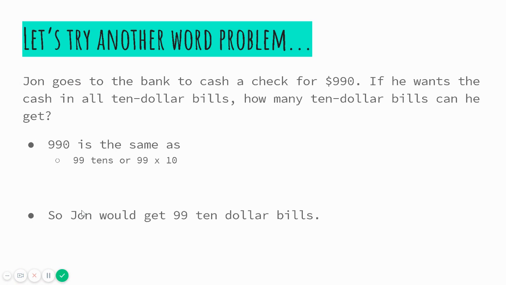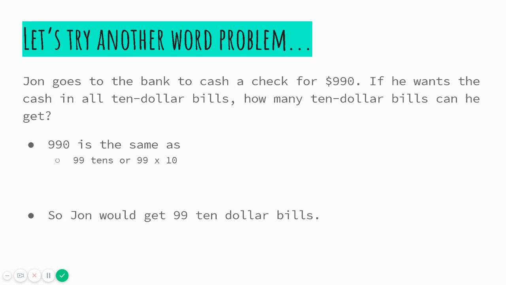Let's try another word problem. It says John goes to the bank to cash a check for $990. If he wants his cash in all $10 bills, how many $10 bills can he get? Well, 990 is the same as 99 tens, or 99 times 10. So if it's the same as 99 tens, then John would get 99 $10 bills.